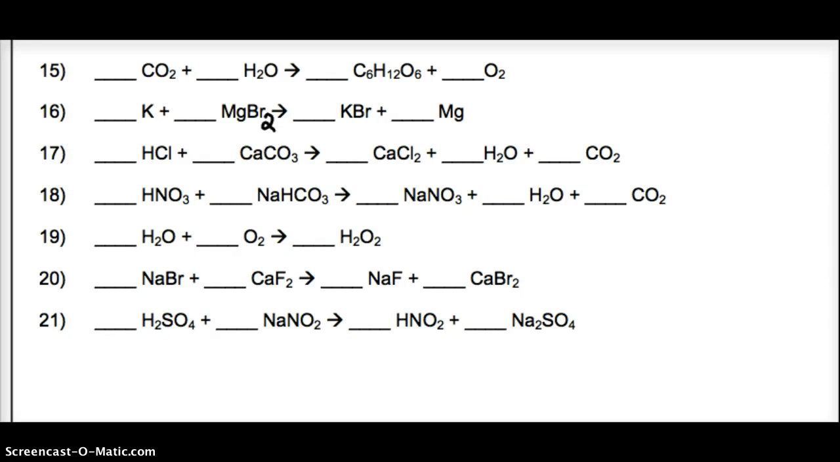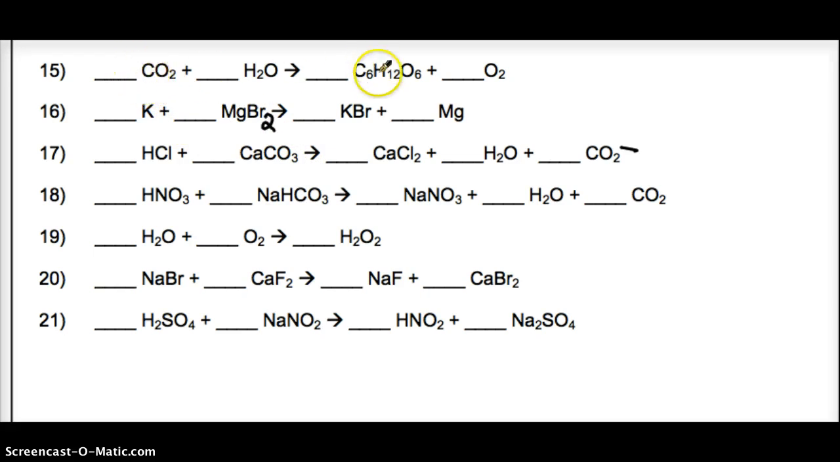Okay, so we're going to finish up with your worksheet here. One thing I want to point out is number 16 actually had an error. It should be MgBr2. So if you did not have that, you want to put that on there. I don't know why it did that wrong. Okay. All right, we're going to go ahead and start with balancing on number 15.